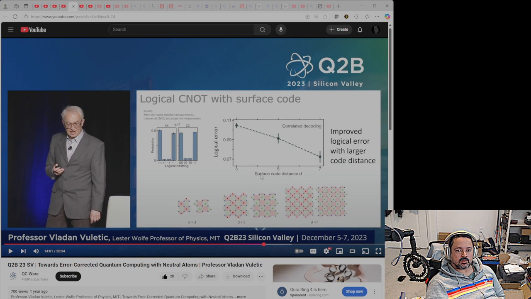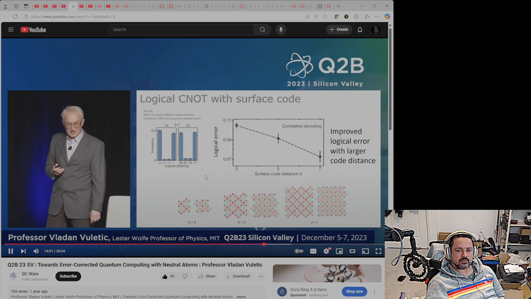So I don't think he means physical distance between the atoms. I think he means how many. Distance is kind of, I guess, the magnitude, how many atoms you're using. So this is 3 by 3, that's 5 by 5, and that's 7 by 7. And what these 2 different things are is a bit confusing. So as the distance increases, the logical error goes down.